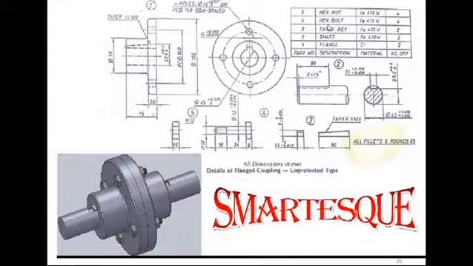Fourth one is a hex bolt. So this is the fourth one. This is a hex bolt, and this bolt we are going to insert here. And fifth one is a hexagonal nut. So this is a hexagonal nut. All these are the detailed views, detailed drawings we have drawn here, and this is the assembly.